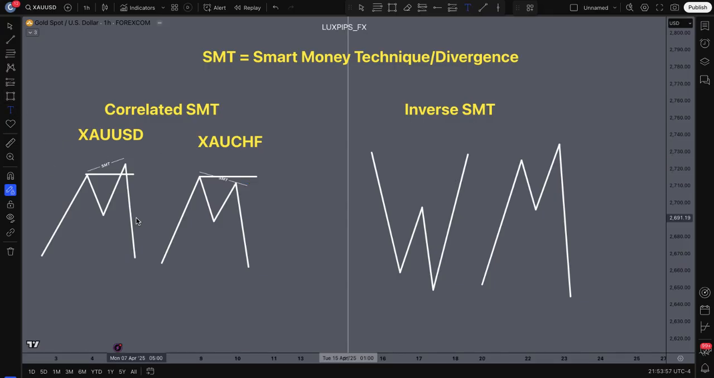Here's another thing. If gold is making a higher high, this means it's weaker to trade. XAU CHF has made that lower high, right? This means it's stronger. Why? What does this mean?